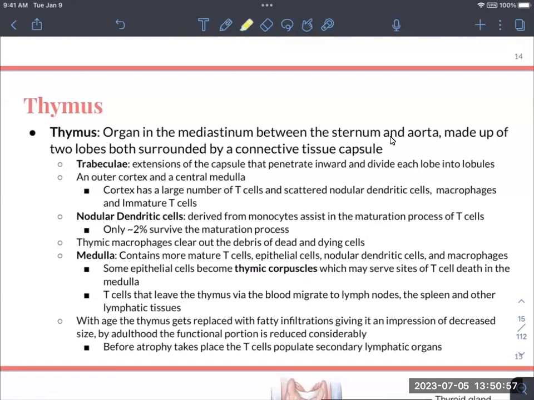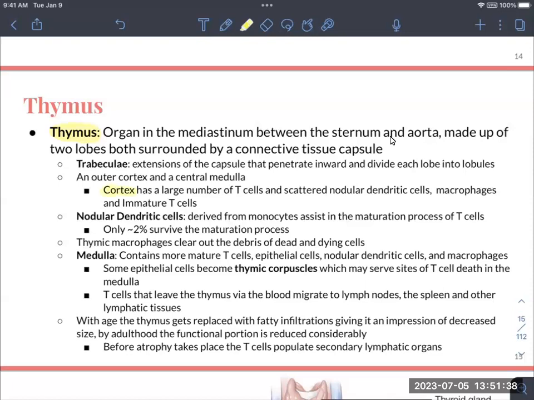So we mentioned the thymus in the endocrine system, and I said we would cover it more in the lymphatic system. So here we go. That thymus, it's in that mediastinum. It kind of sits on top of and slightly above the heart, in that middle area between the lungs. It technically has two lobes to it. It's got connective tissue wrapping around it. It's got a cortex and a medulla, just like other organs do.